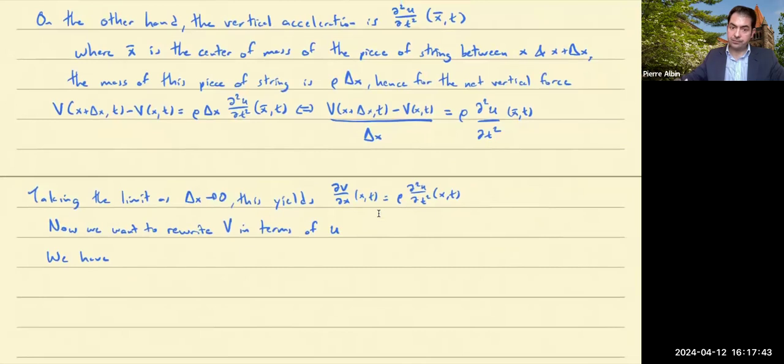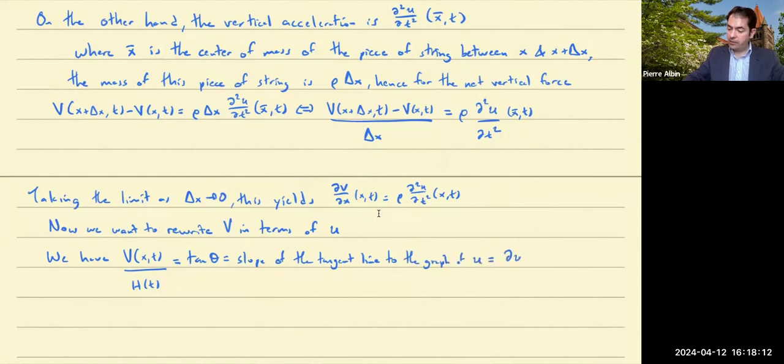So that says that if I do v of x comma t, and if I divide by h, which remember only depends on t now, then I get tangent theta, which is the slope of the tangent line to the graph of u, and so that's du by dx. So that means that capital V is capital H of t times du by dx.